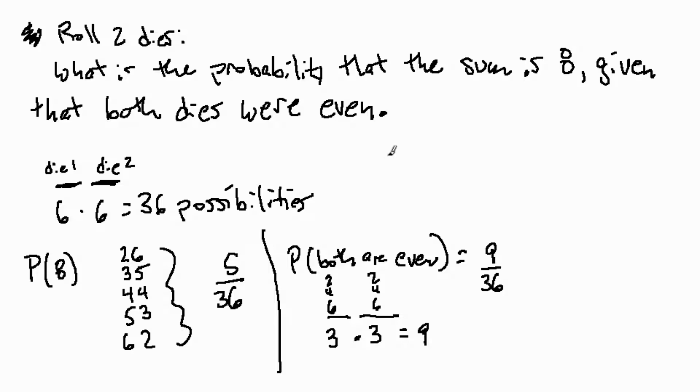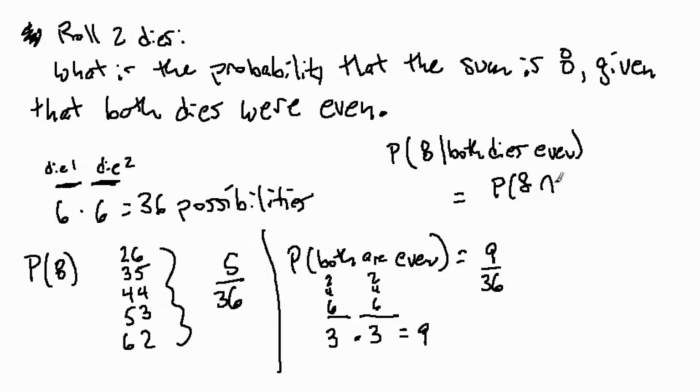So now, if we want to calculate the probability that we rolled an 8, given that both dice are even, that's going to equal the probability of 8 intersect both are even, over the probability that both are even.